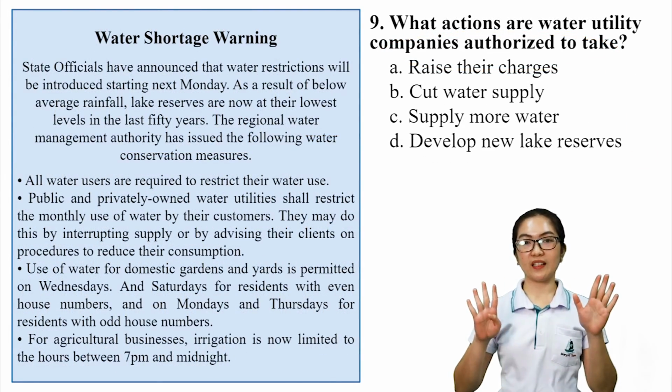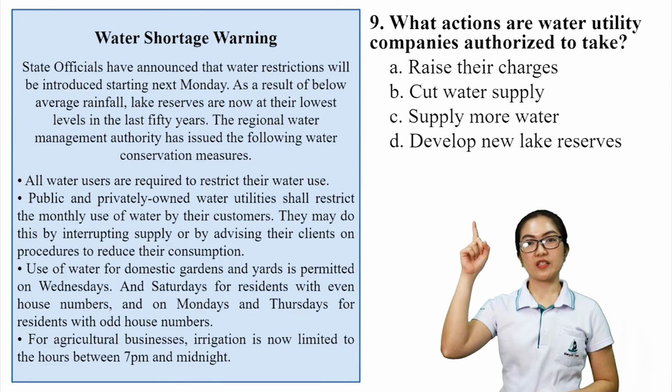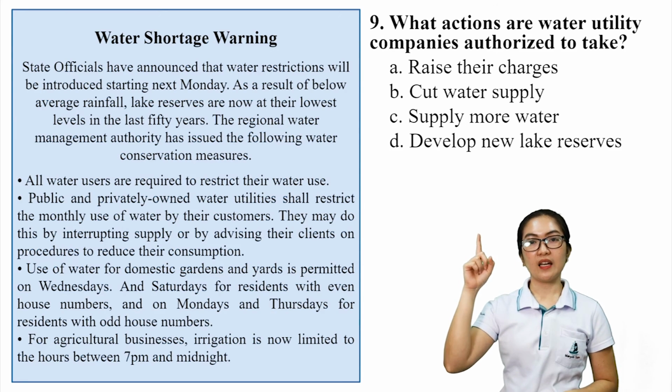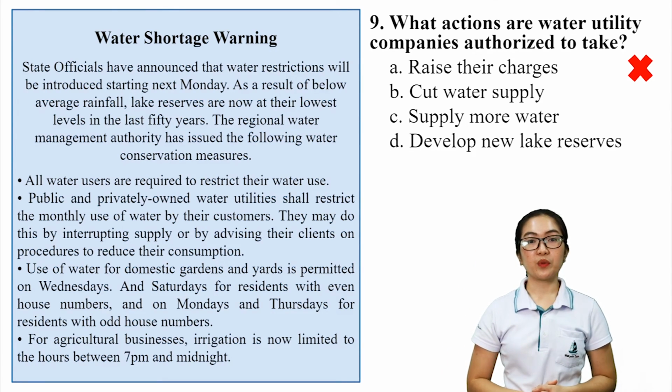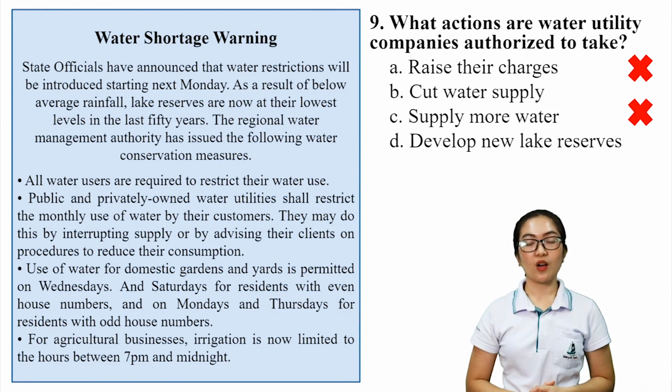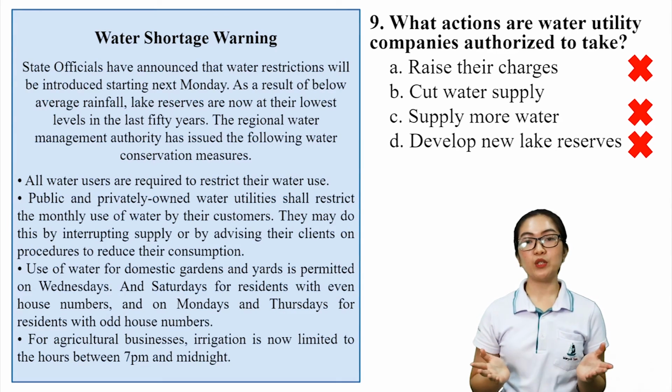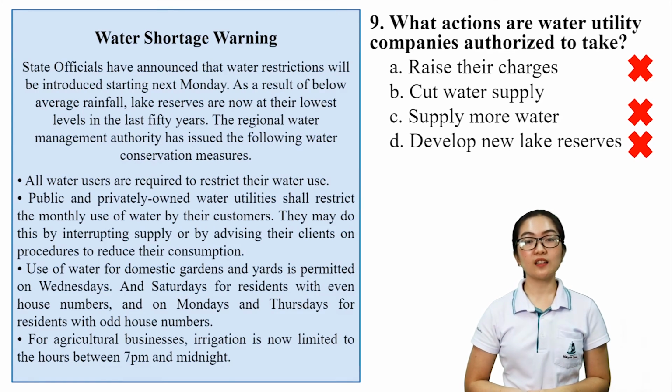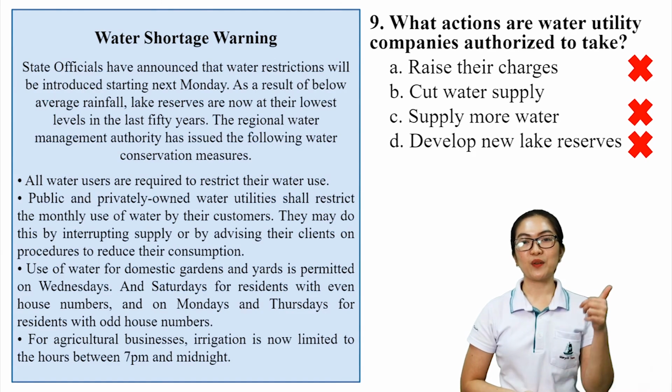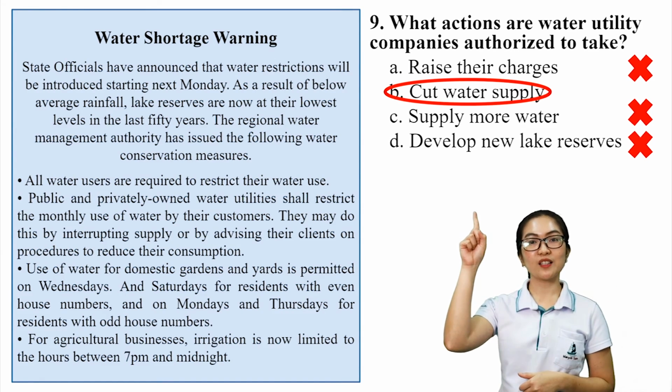Question number 9. What actions are water utility companies authorized to take? Neither letter A, raise the charges, nor letter C, supply more water, were mentioned in the passage. Also, it did not say that they have to develop new lakes to supply water. Instead, they have to cut the water supply. So the perfect answer is, very good. Letter B, cut water supply.